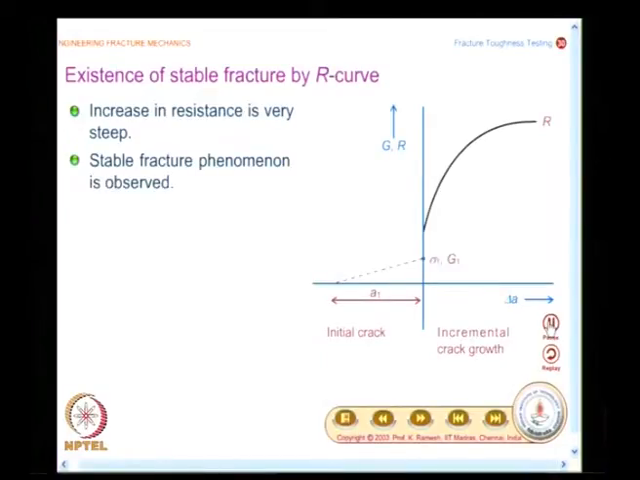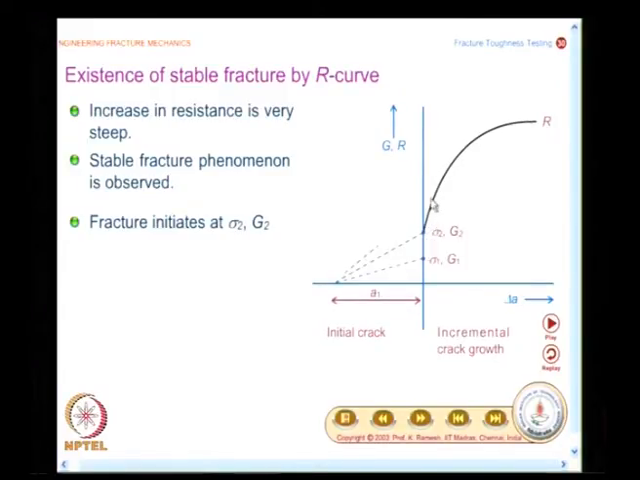Let us go back and recapitulate how stable fracture occurs in thin panels. I hope you remember this was discussed in the early part of the course. So, on the left hand side you have the length of the initial crack, on the right hand side you have the growth of the crack, delta A is given. On the y axis you plot the energies G as well as R, and you have an R curve in this shape.